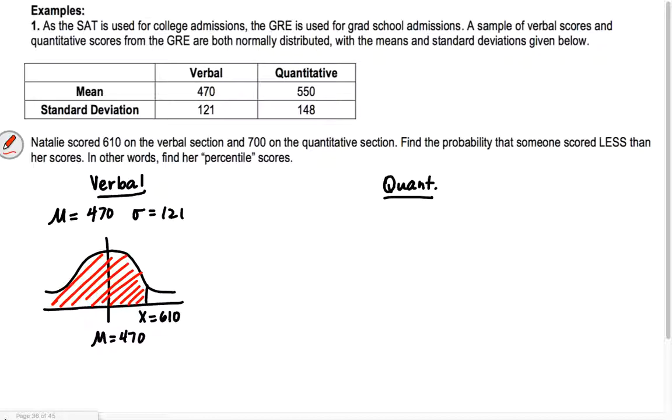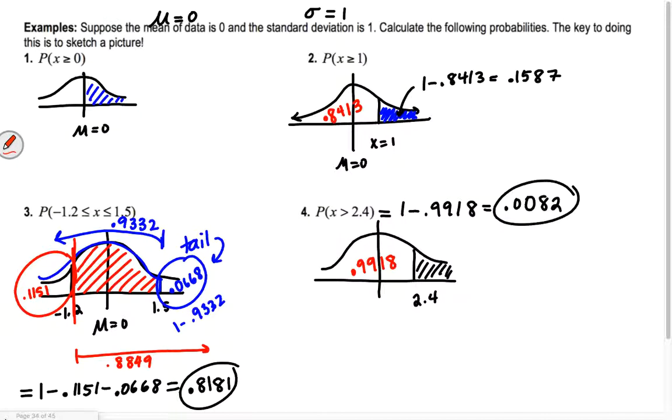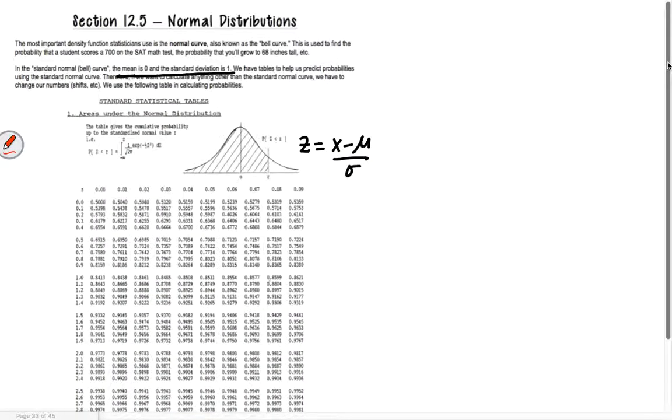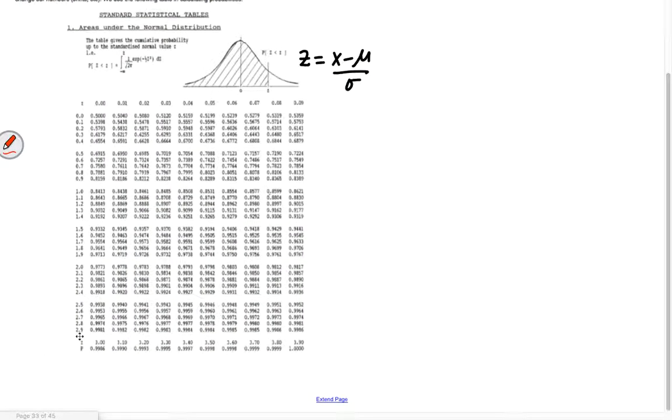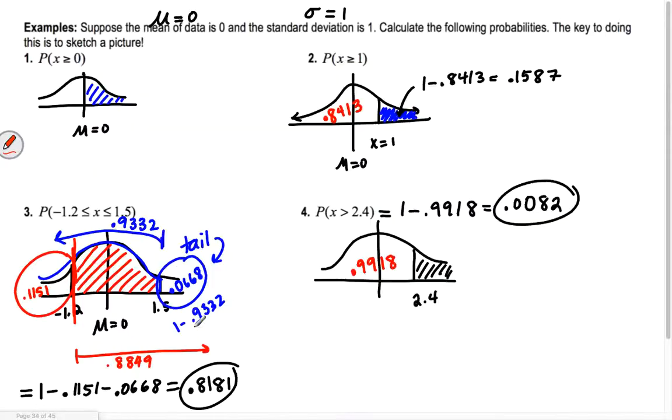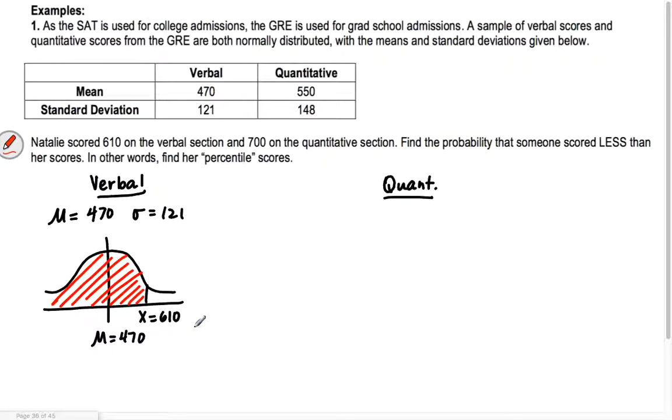In order to do this, we can't use 610 for our number, because if you go back to our standard normal table, look at where 610 would be. The chart only goes up to 2.9. So something's wrong, right? We need to change this into what we call z-scores. So what was the mean of our standard normal table? The mean should go to 0.